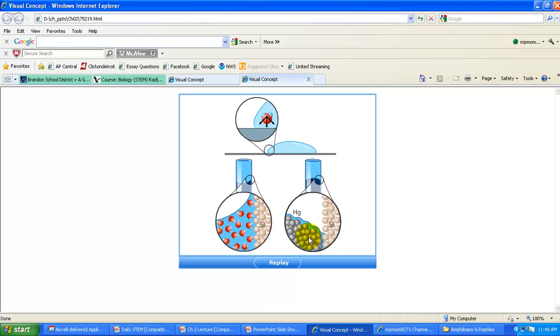Okay, don't worry about the whole mercury in the graduated cylinder, but notice the other one. Water in a glass test tube, for example, the water is going to cling to the glass, and that's why you get this curvature inside the glass.